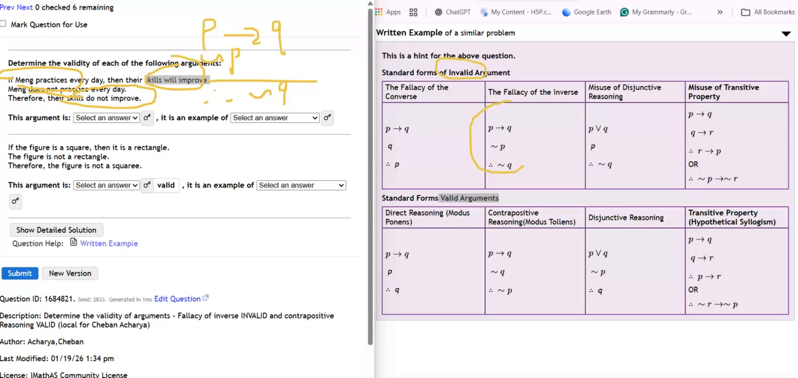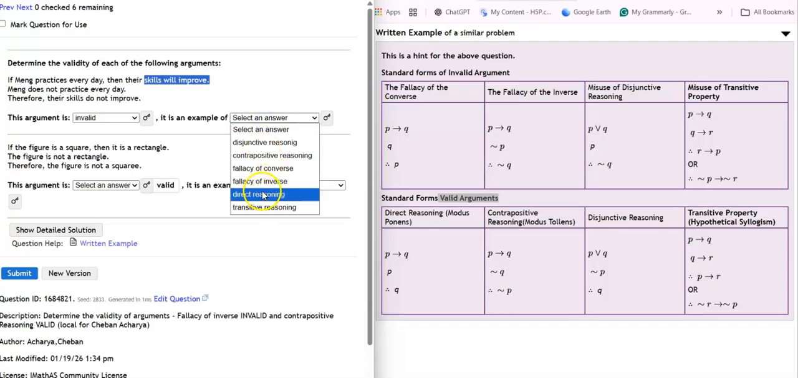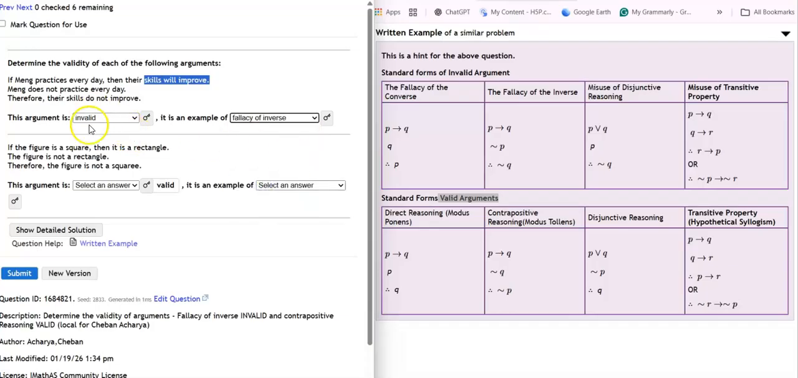Because it matches with this form, I'm going to choose invalid, fallacy of the inverse. That's how you answer.